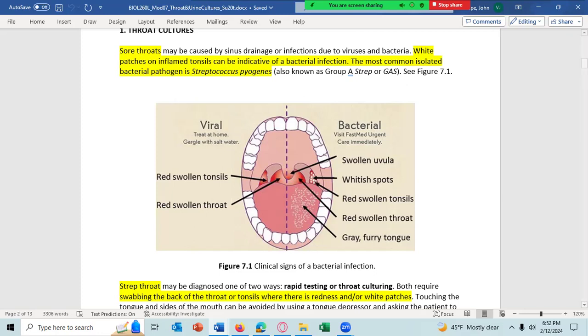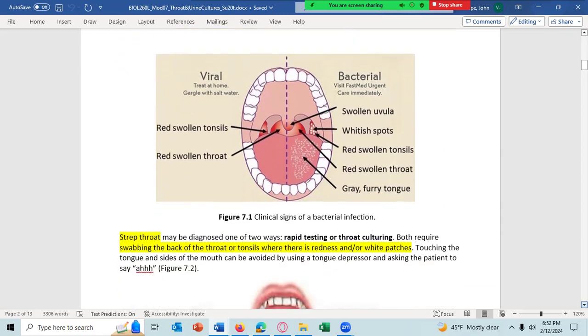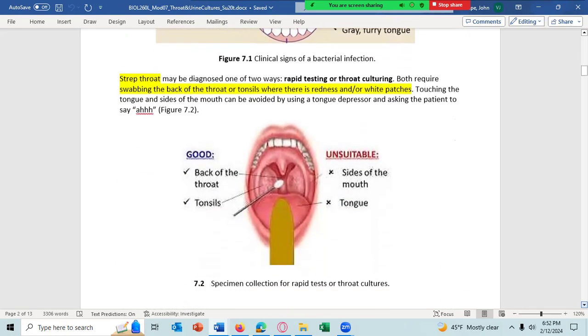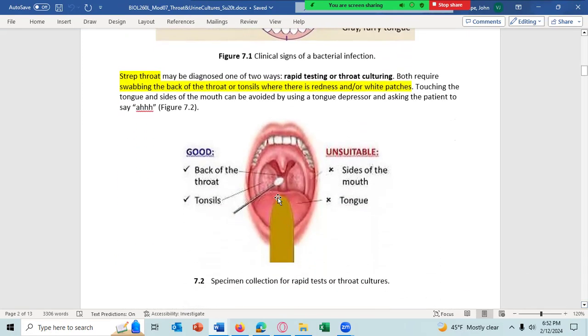With that, what you do is you swab the back of the throat and the tonsils with a swab. You do not touch the sides of the mouth or the tongue or the roof of the mouth, only the back of the throat and the tonsils. Shown here, it helps if you have a tongue suppressor, hold the tongue down and then swab the back of the throat and the tonsils.